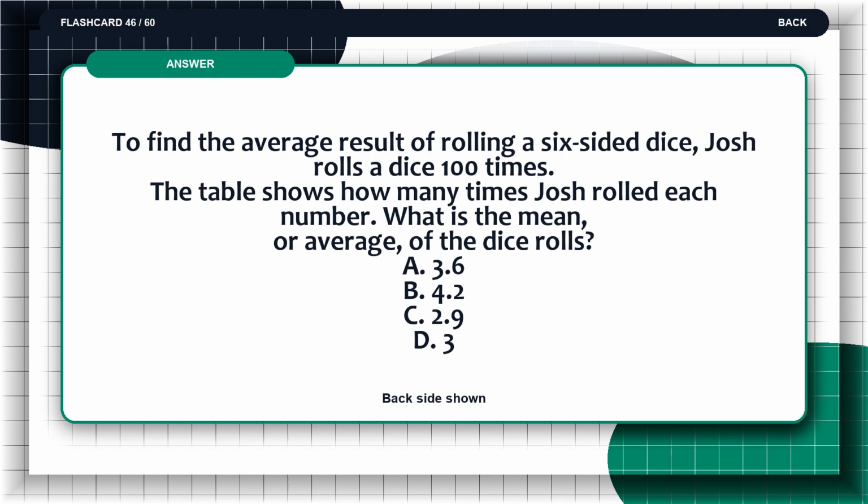The answer is, to find the average result of rolling a 6-sided dice, Josh rolls a dice 100 times. The table shows how many times Josh rolled each number. What is the mean, or average, of the dice rolls? A: 3.6, B: 4.2, C: 2.9, D: 3.